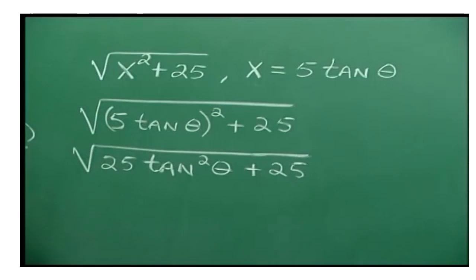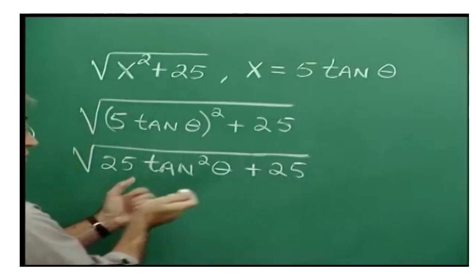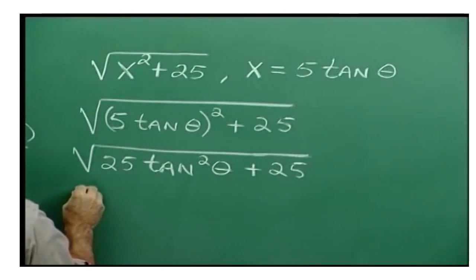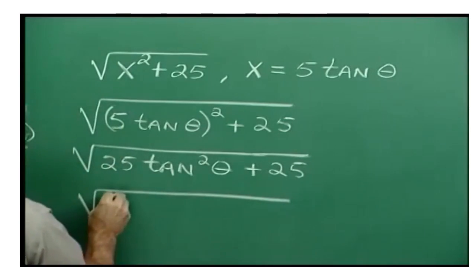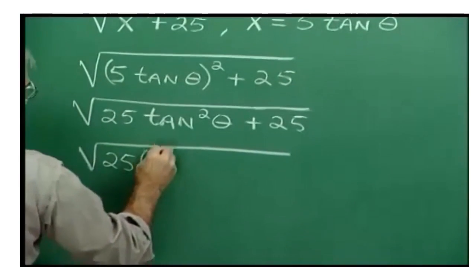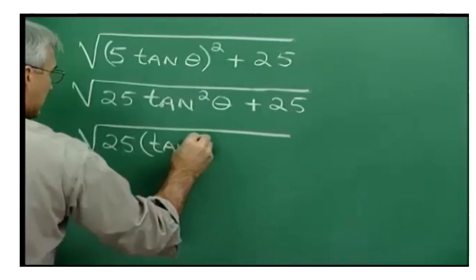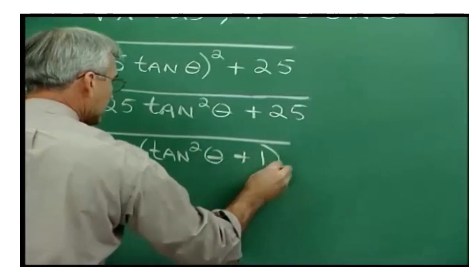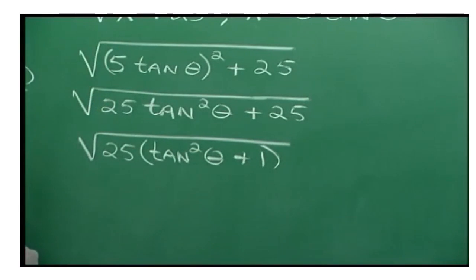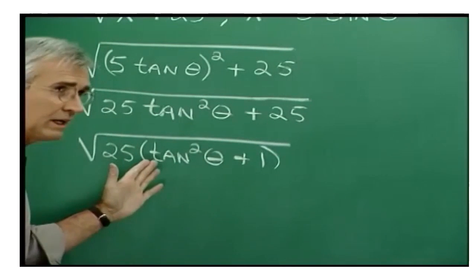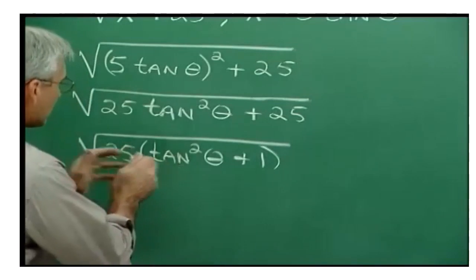I see that 25 is in both of these terms, so I can snag out 25 as a common factor. And when I do that, I have, let's see, 25 times tangent squared theta plus 1. And wow, this looks a little familiar. Maybe this is one of the Pythagorean identities. I'm not sure which one it is. And if you're sure which one it is, just go ahead and pop the value in.